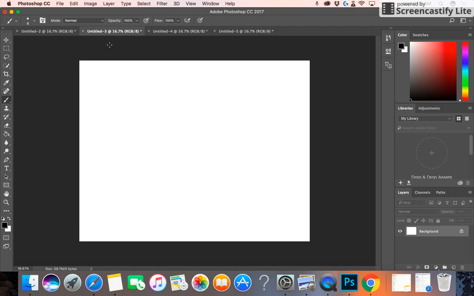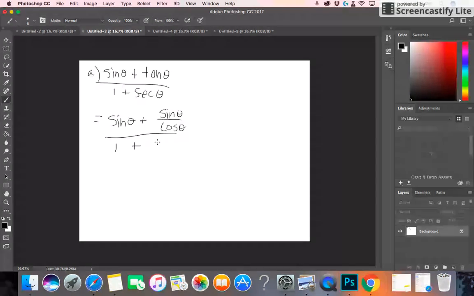So now that we know that, we can continue to the first problem. The first problem is A on trig identities, and it is sine plus tangent over 1 plus secant. Like we learned before, tangent and secant can be changed into different forms. So let's do that real quick. This equals sine plus sine over cosine over 1 plus 1 over cosine, since secant is the inverse of cosine.